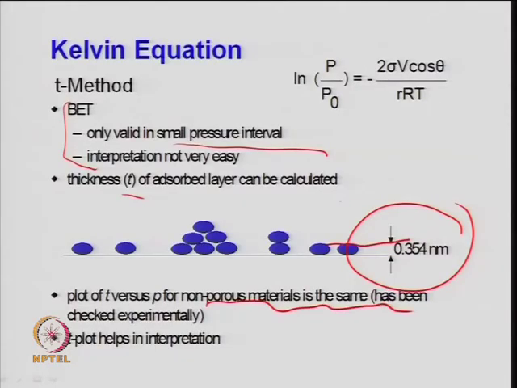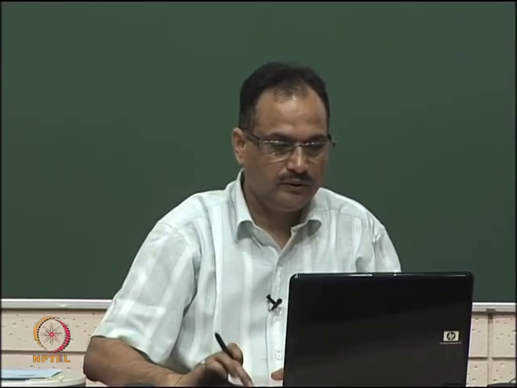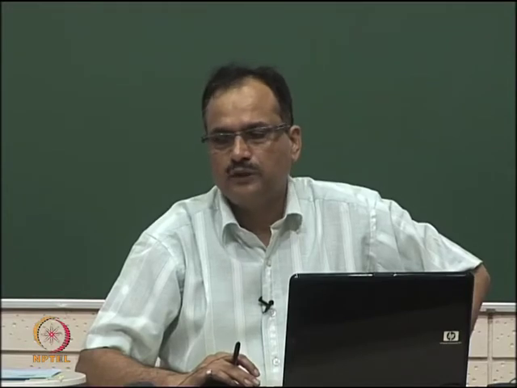If you plot t versus P for any non-porous material, it is the same, and that has been checked experimentally, because there only monolayer will form, no capillary condensation. So, to have our base, we select a non-porous material and then calculate this 0.354 that I mentioned. There no multilayer will form, but once you have a porous material, multilayer condensation will take place and give you the multilayer thickness. This helps you interpret how many layers are formed, and what number of layers may form when the actual reaction is taking place. When you determine the metal surface area or dispersion, that is also related to the thickness of the adsorbed layer.